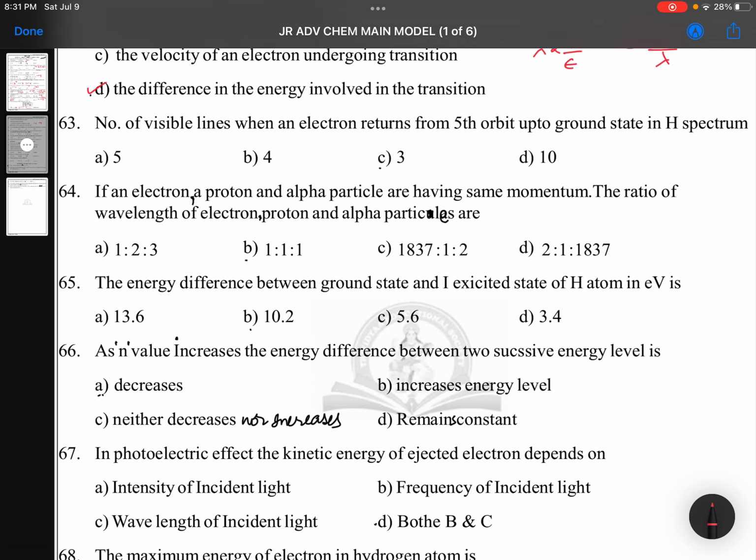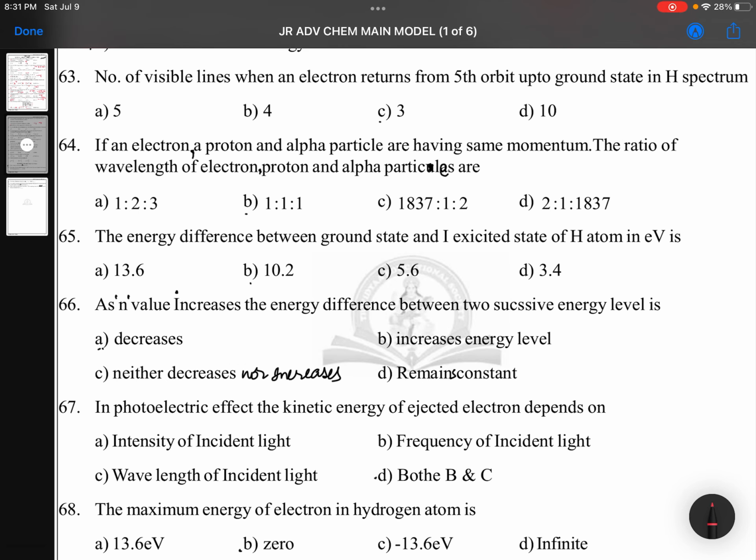Number of visible lines when an electron returns from the fifth orbit to the ground state in the hydrogen spectrum, he is asking. So fifth to ground state means 5 to 1. 5 minus 1 is equal to 4. So 4 plus 3 plus 2 plus 1 total lines. In this, the first is the Lyman series, second Balmer series, third is Paschen series, fourth is Brackett series. Balmer series is visible. So your answer is 3.